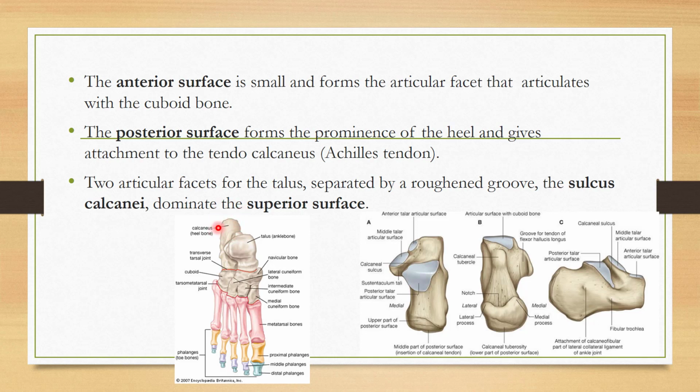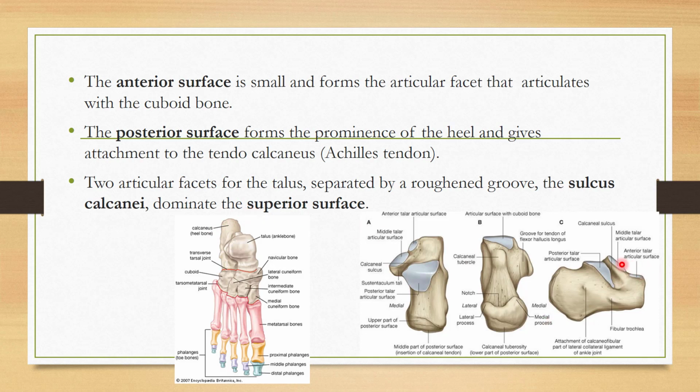As we divide the posterior surface of the calcaneum into 3 parts, the upper part, the middle part and the lower part, this tendocalcaneum or the Achilles tendon will be attached to the middle part of the posterior surface of the calcaneum. So we have discussed 2 surfaces, anterior surface which is articulating with the cuboid and the posterior surface which is giving attachment to the tendon Achilles or tendocalcaneum.